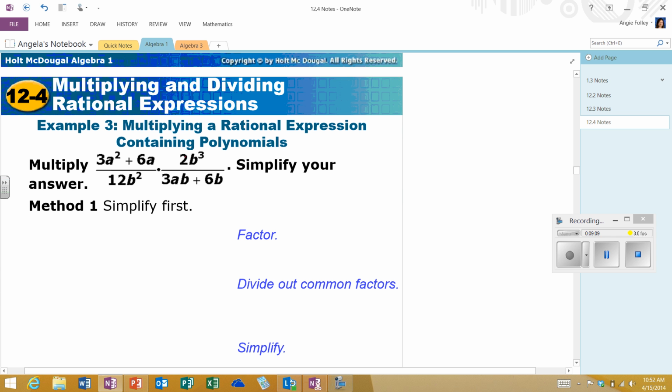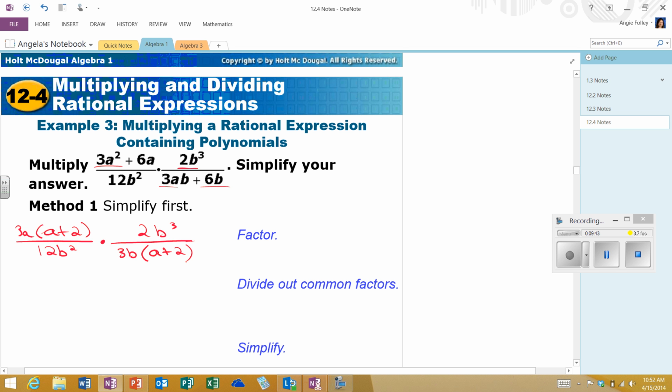Okay, so like what I'm saying here is we could multiply this by this first, but I think it's easier to factor and simplify. So let's factor this top 3a squared plus 6a. Well, I can pull out a 3a, and I'm left with a plus 2 over 12b squared times, I've got a 2b cubed on top. On the bottom here, I'm going to pull out a 3b, and I'm left with a plus 2.